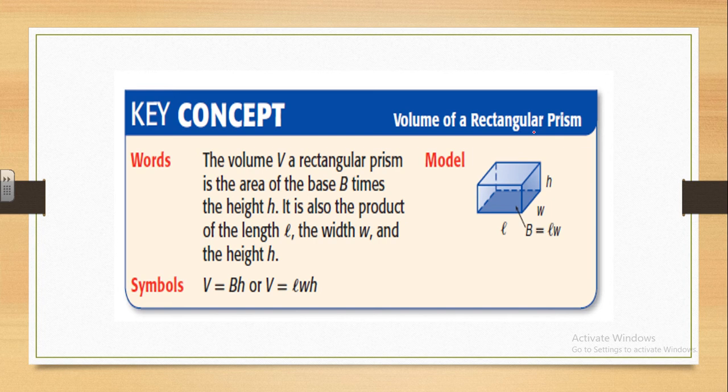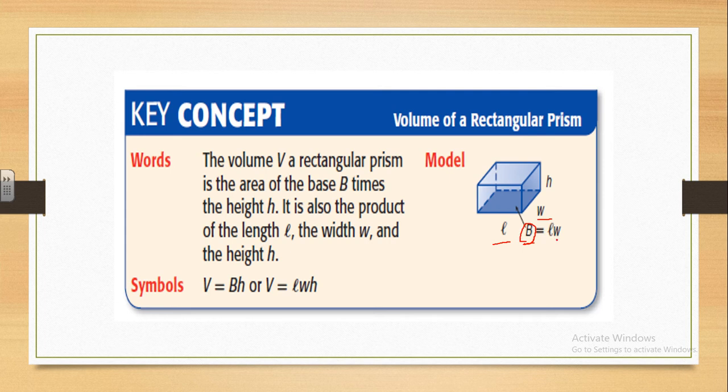Right, and this is the picture of the rectangular prism. This edge represents the length, this one represents the width, and that one represents the height. Don't forget that length times width, because the rectangular prism is based on the shape of a rectangle, equals B, and B represents the area of the base.